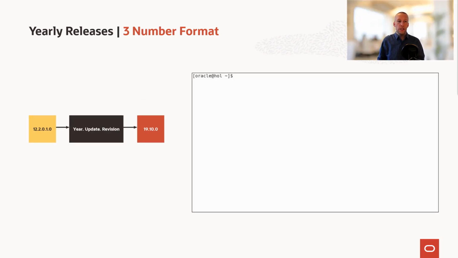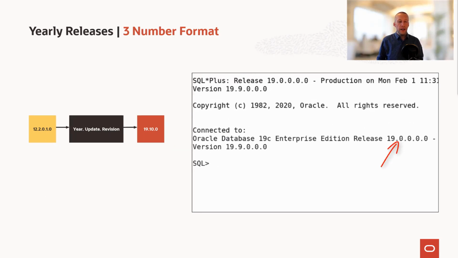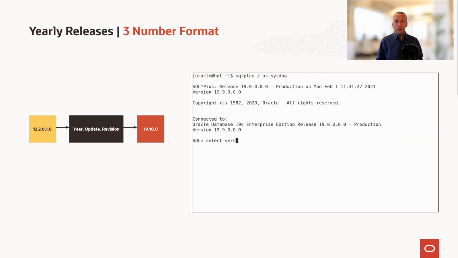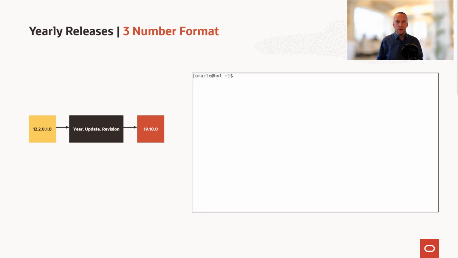Let's try to log into SQL*Plus and look at the information we get. Well, the first thing I see is 19.0 and 19.9, and there's 5 digits. And also, if I query v$instance, the version column still says 19.0.0.0.0, whereas there's a new column called version_full, which tells me 19.9, which is more correct, but it also has a lot of zeros.